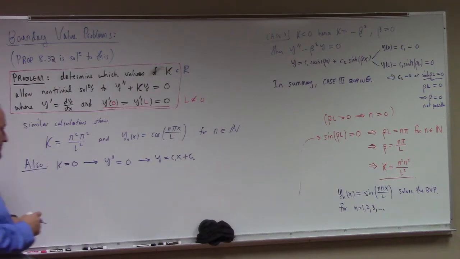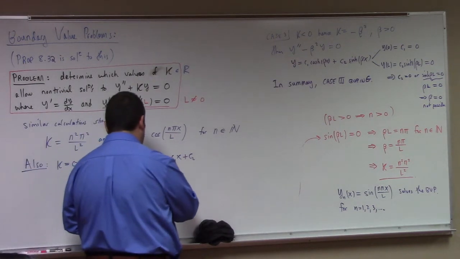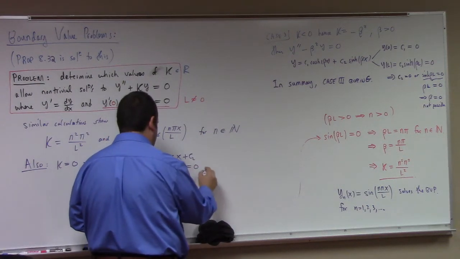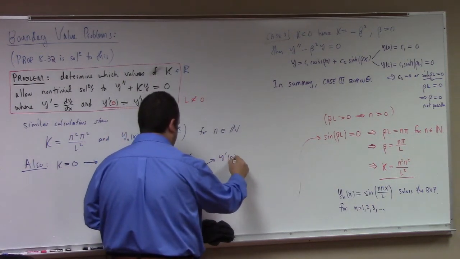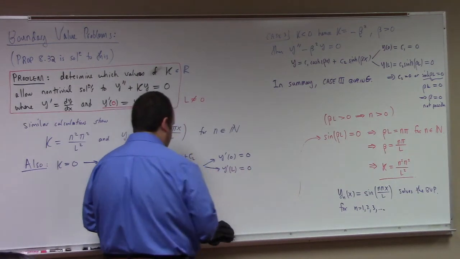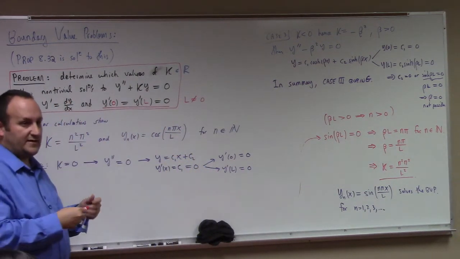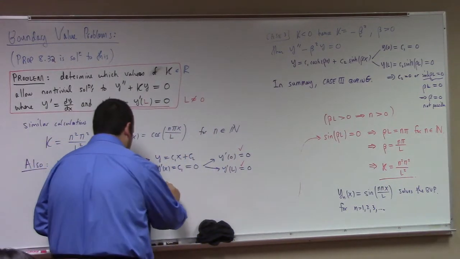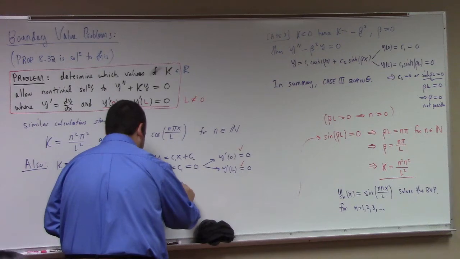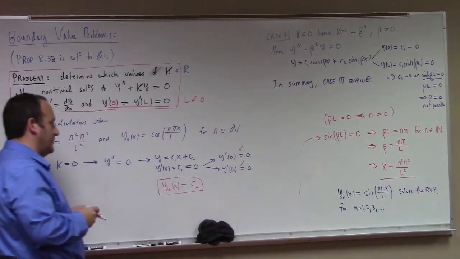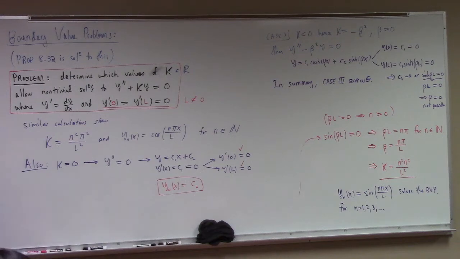What's y prime? Y prime of x is c1, right? So if you set that equal to 0, that gives us y prime of 0 equal to 0, and it also gives us y prime of L equals 0. Bingo! We've satisfied the boundary values. Which means that y sub 0 of x equals c2 is also possible. These are called eigensolutions, by the way.